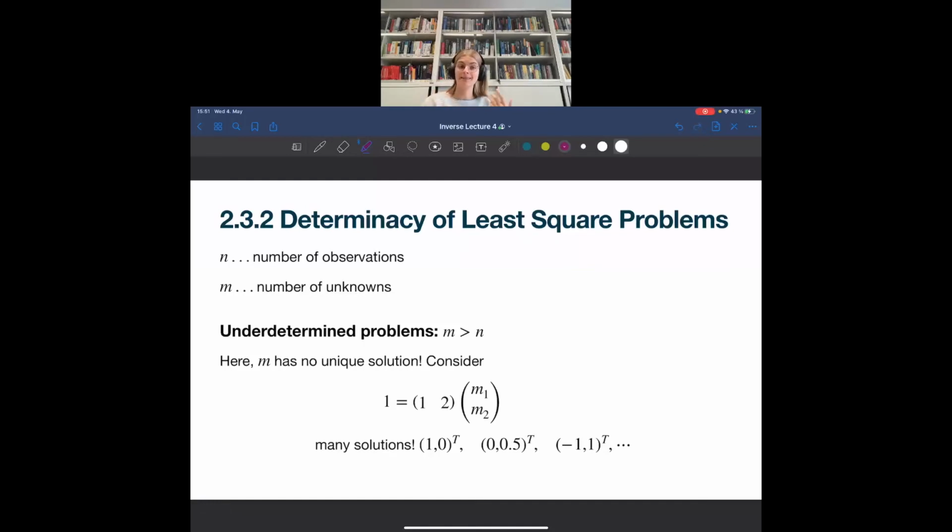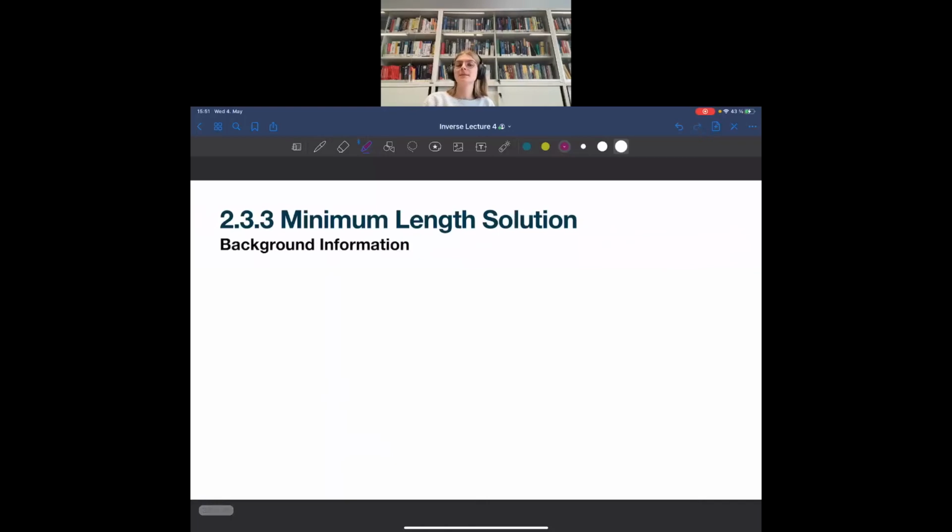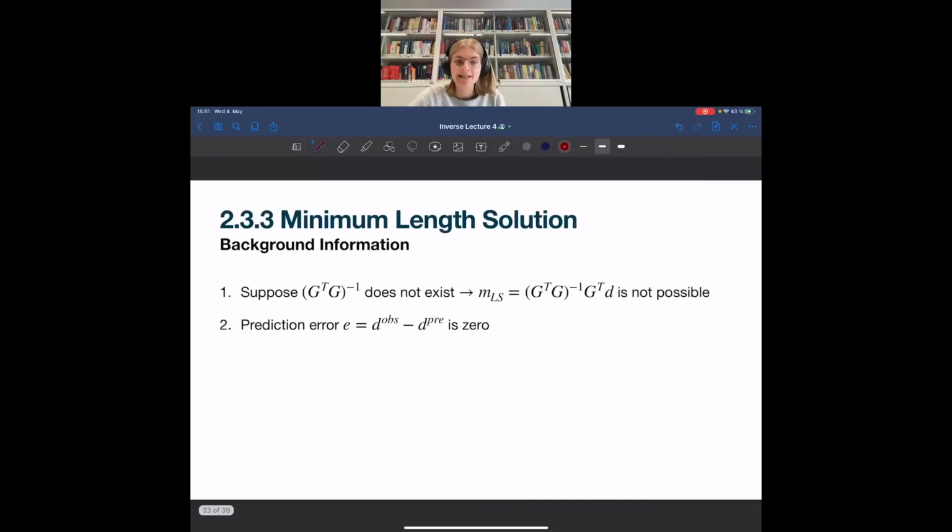Again, using length and norms. And we will use the minimum length solution, or derive it respectively. And what we do first here is we add some background information. There are 2 things you should suppose. First of all, we assume that the inverse here does not exist, and therefore we cannot build this least squares solution. If the inverse existed, we could just build the least squares solution and probably find out if it's equal to the things we are deriving here or not.